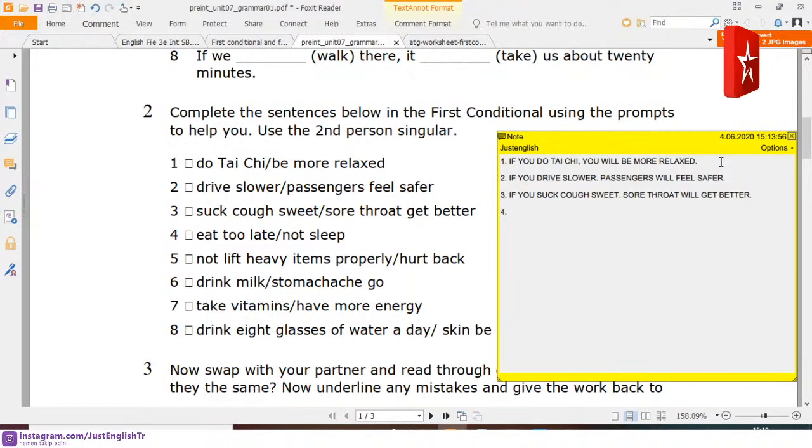Okay, if you eat too late, you won't sleep. Yes, if you eat too late, you won't sleep. S-L-E-E-P. Okay, number 5: not lift heavy items properly, hurt back.